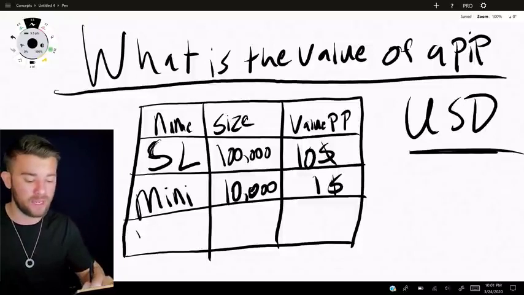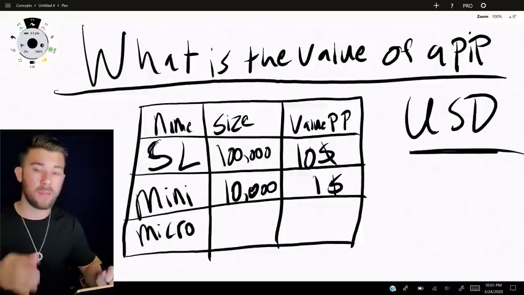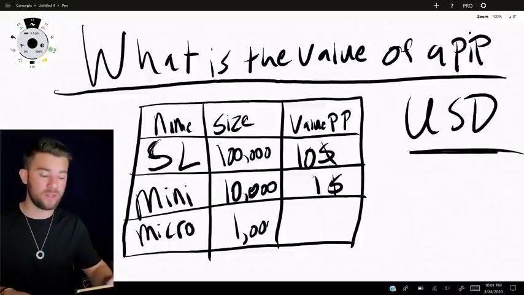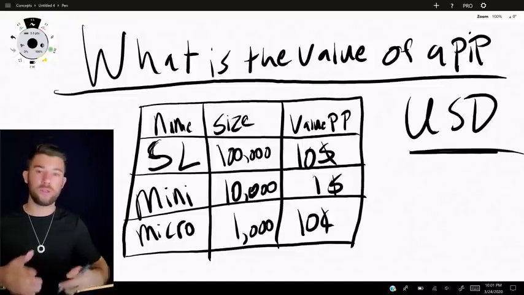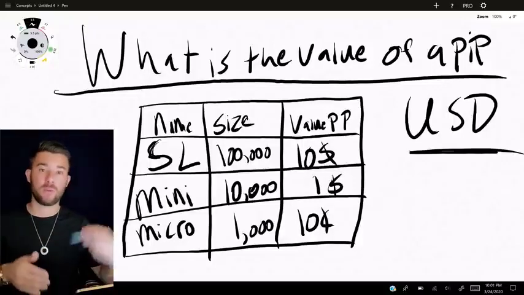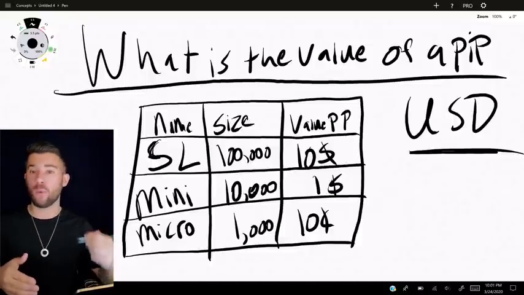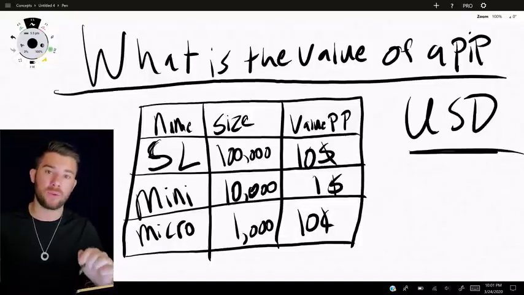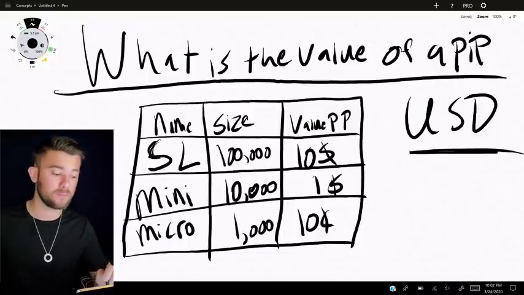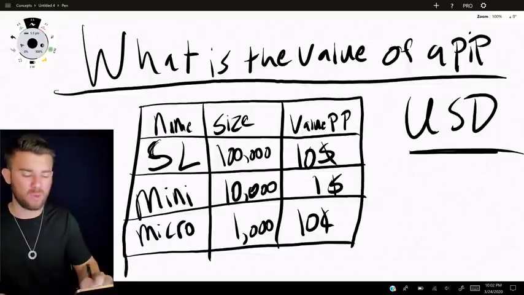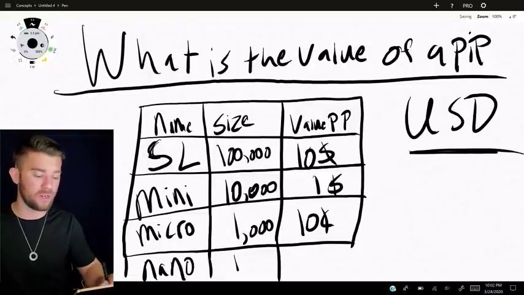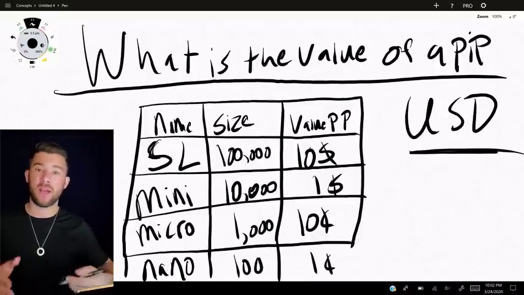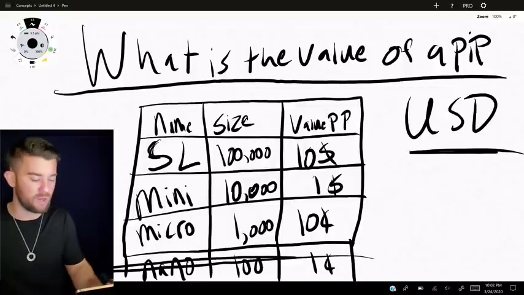And the last lot we're going to take a look at is the micro lot. The micro lot means you're controlling 1,000 units of a certain currency, and that means that you are losing or gaining 10 cents per pip. So every pip that the market moves is going to be 10 cents up or down in your account if you're trading a micro lot. And the last one, that we're not going to dive deep into at all, is called a nano lot. A nano lot means that you're controlling 100 units of currency, and every movement of a pip is worth a penny, which is something that we're not even going to worry about.